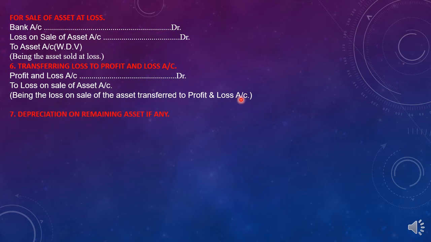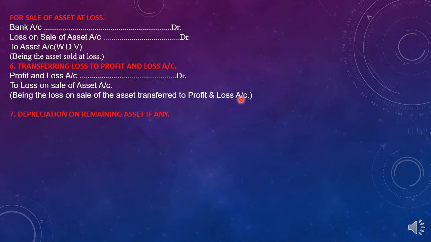Next is depreciation on remaining assets. Now students, just be careful. In the year of sale, it is not necessary that only one asset is there in the business. There are so many fixed assets in a business. If one asset is being sold, but all other remaining assets are still there in the business, they are still in use, so we have to charge the depreciation on all those assets as well.